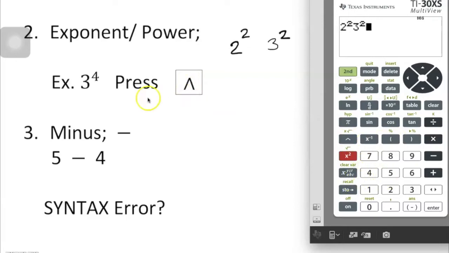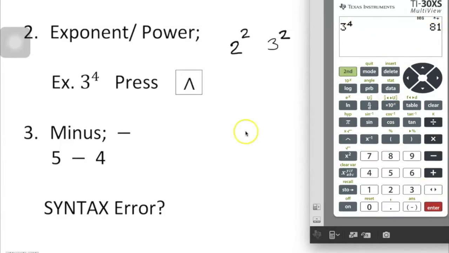So we press the base number first, 3, and let's clear it, base 3. I cannot get the power unless I press this caret and press 4. That's how you type this power in the calculator. If you want to get an answer, we can press enter, and that is going to give us the answer.